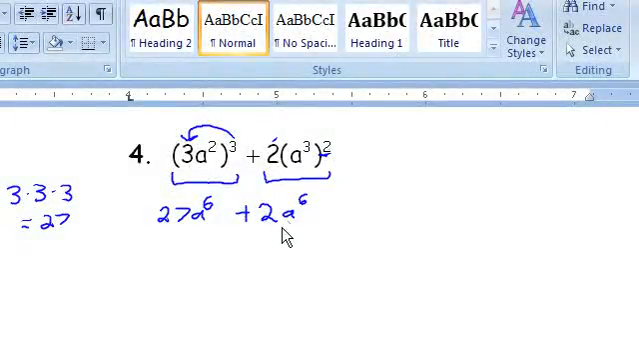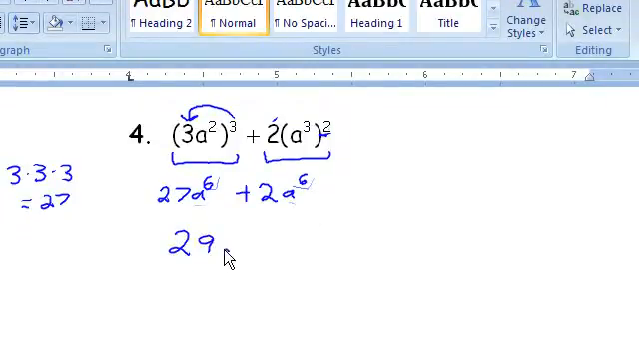Question, are these like terms? Oh, you don't know what like terms are. Like terms are when the variable is the same in each term, in this case a, and when the exponent is the same, in this case 6. So yes, these are like terms. So let's add these. 27a to the 6th plus 2a to the 6th is 29a to the 6th. Very good.